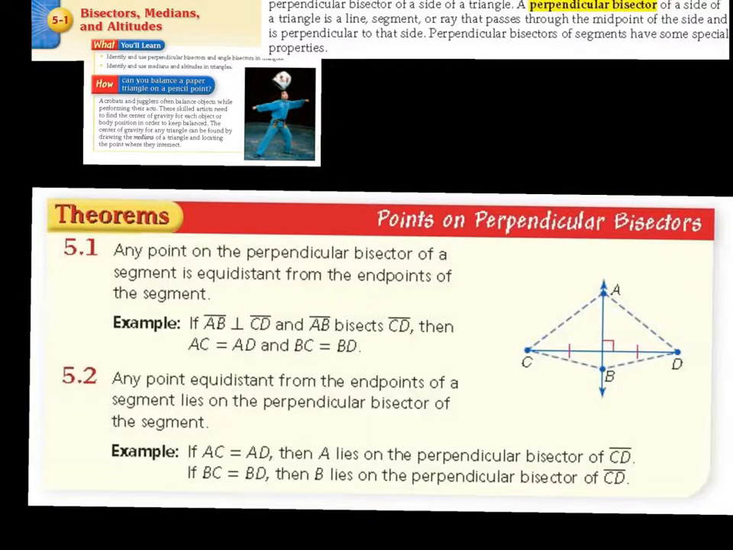And Theorem 5.2: any point equidistant from the endpoints of a segment lies on the perpendicular bisector of the segment. So if AC equals AD, then A must lie on the perpendicular bisector of segment CD, and if BC equals BD, then B must lie on the perpendicular bisector of segment CD.